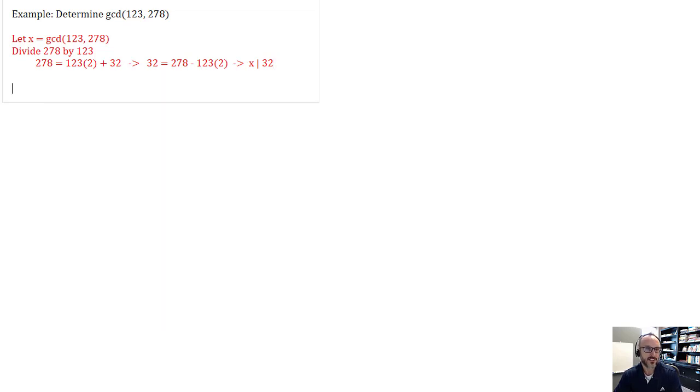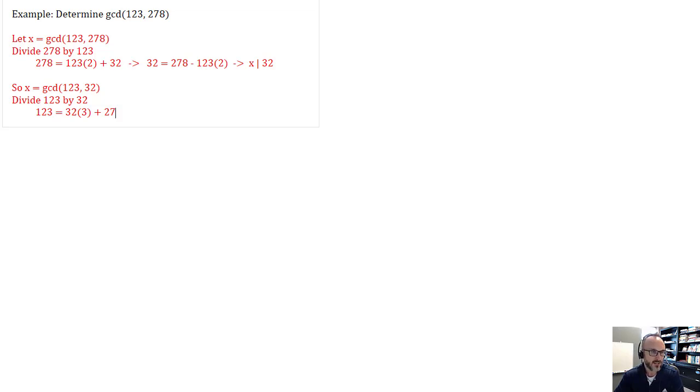So now, if x divides into 32, then x could be thought of as the GCD of the smaller number from before, 123, and this new small number, 32. It's the same x, so let's divide 123 by 32. Well, 32 goes in, I think, 3 times, which is 96, meaning we have a remainder of 27 left.